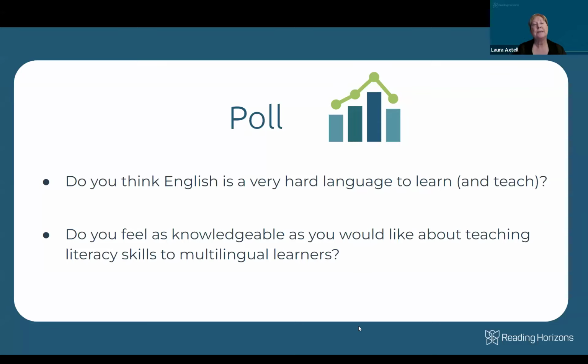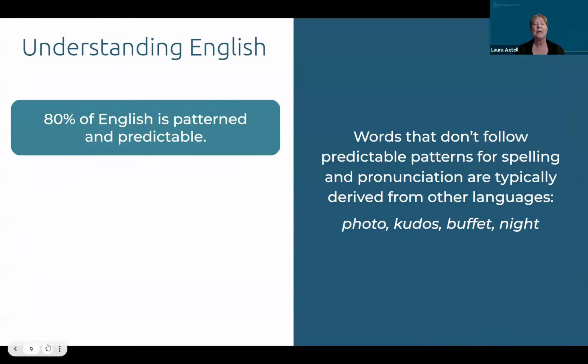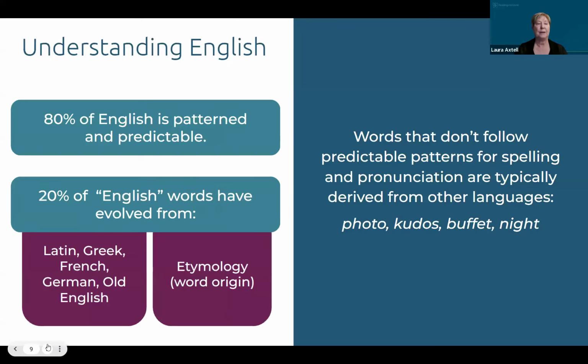So 77% say no, you don't feel as knowledgeable. So again, that's the goal today, is to help us get a little more information and maybe some really best practices and useful information. So let me start by understanding English. 80% of English is actually patterned and predictable. So when people say, oh my gosh, English doesn't have any patterns, that is not necessarily true. There are lots of patterns. The problem is we often don't know what those patterns are or how to teach them.